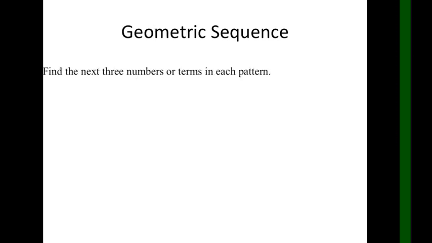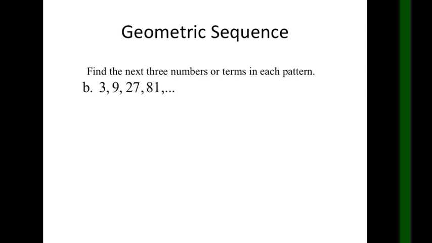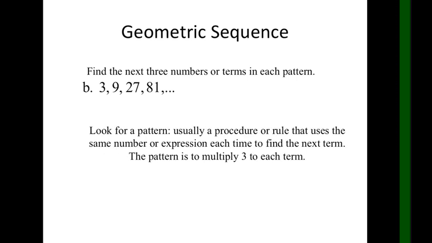Geometric sequence. Find the next three numbers or terms in each pattern. As you still remember, in geometric sequence, we multiply the number. So in this sequence, we have 3, 9, 27, and 81. What do you think is the number to be multiplied by each term to get this kind of sequence? So the pattern is to multiply each term by 3. So how does it look?